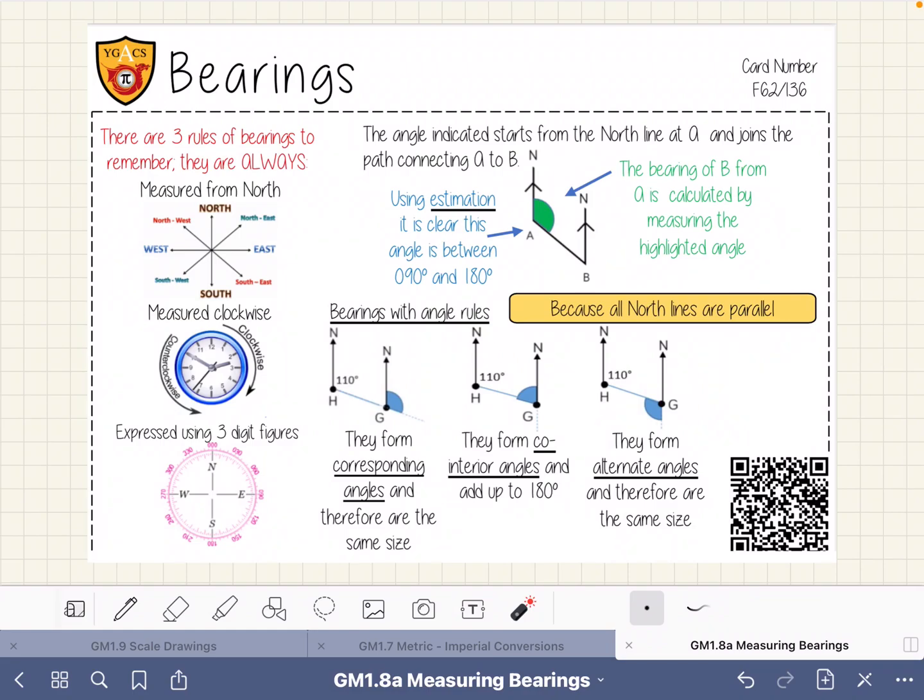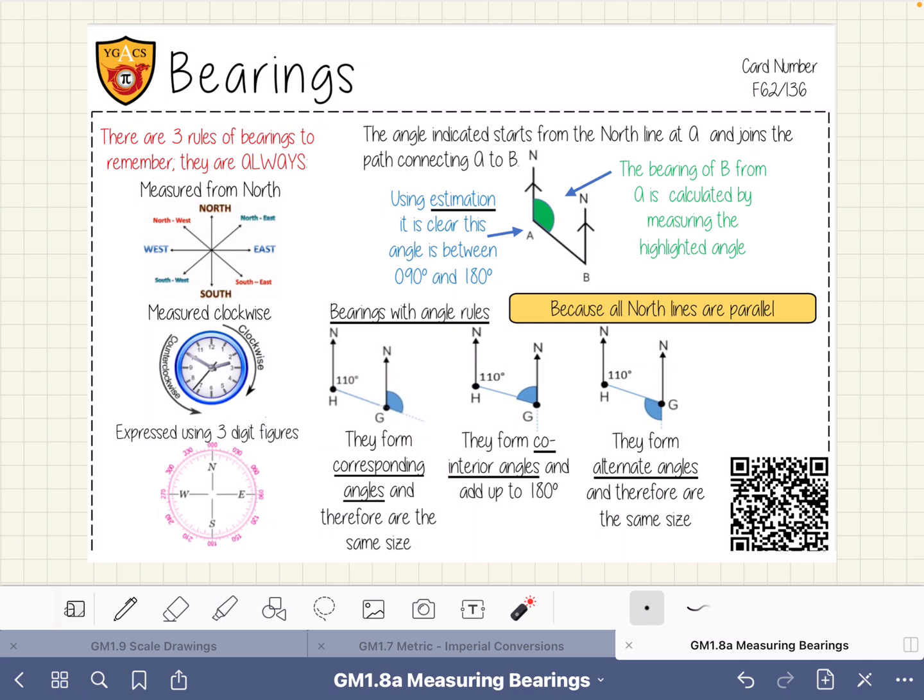Sometimes when we're asked to work with bearings, we are introduced to parallel line rules as well. So we're going to have a quick recap on our parallel line rules, and because all north lines point to the 000 bearing, that means they are all parallel to one another. So you can see here, this north line and this north line are parallel to each other, the same here and the same here. So that means we can use parallel line rules to help us work out missing angles without needing to measure them.